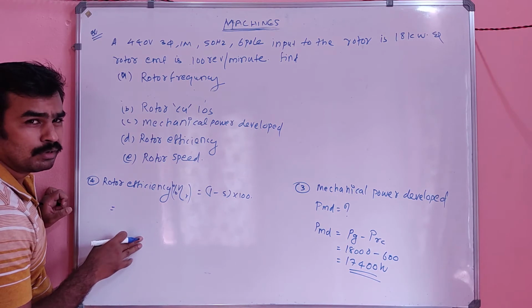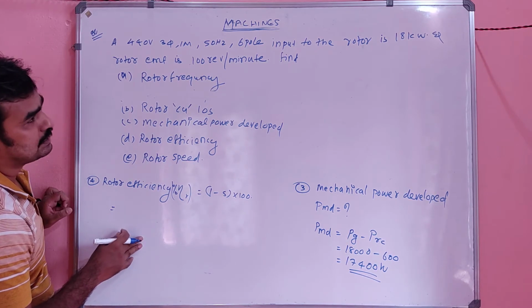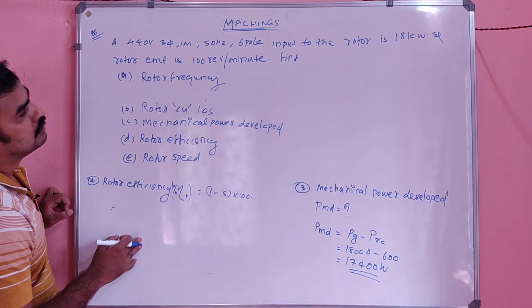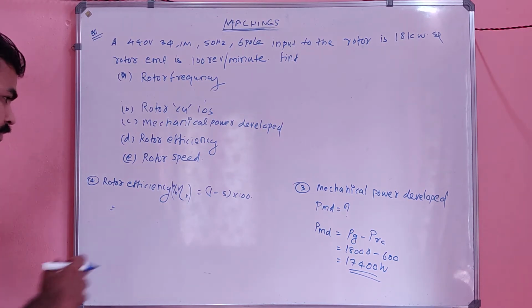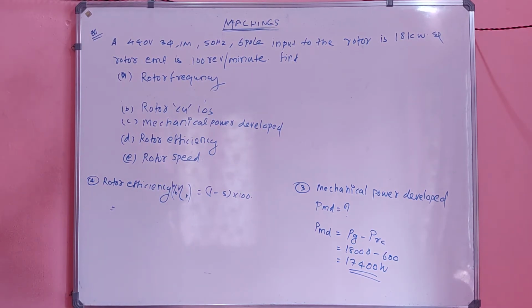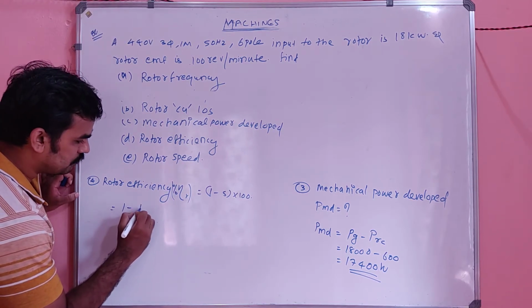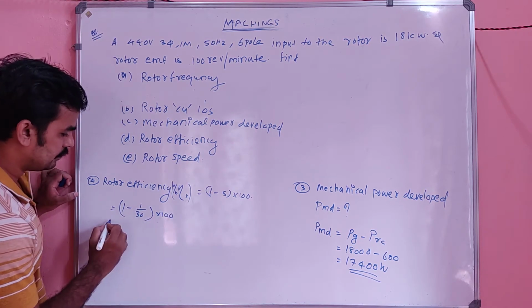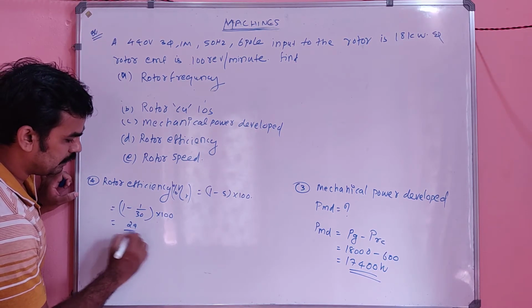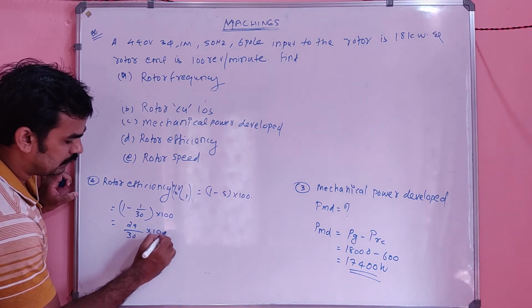Slip is... note that 50 is the frequency. But what was the value of slip? I forgot. Yes, 1 by 30, correct? So 1 minus 1 by 30, into 100, is equal to 29 by 30 into 100.